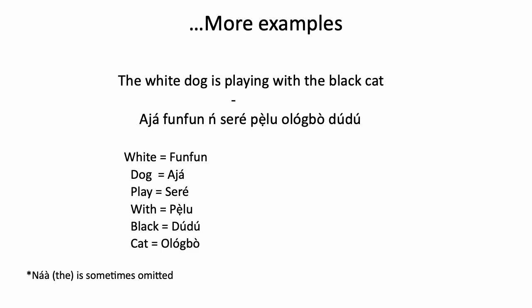Sere is playing with the black cat. Pelu ologbo dudu. With is pelu in Yoruba. While the cat is ologbo. The black is dudu. So the white dog is playing with the black cat is aja funfun sere pelu ologbo dudu.